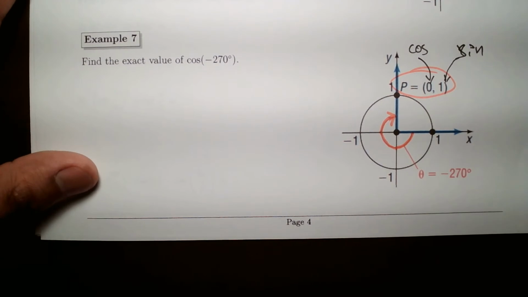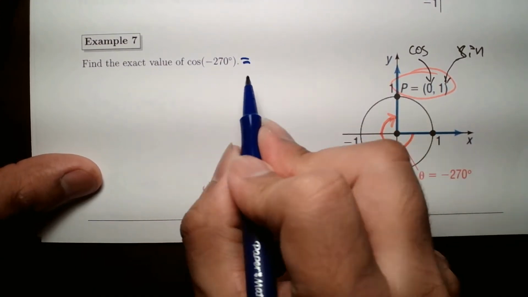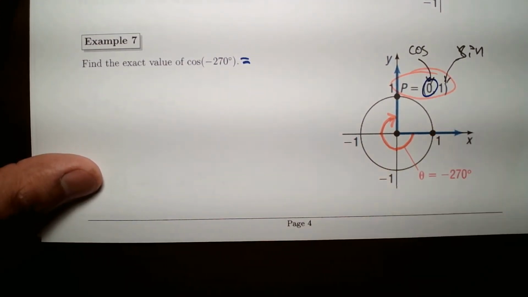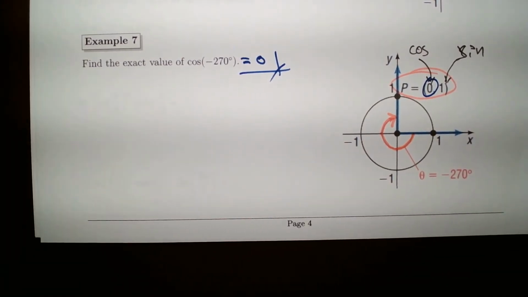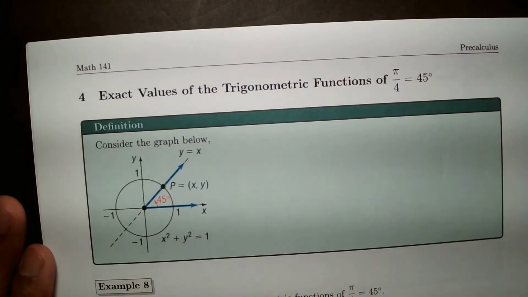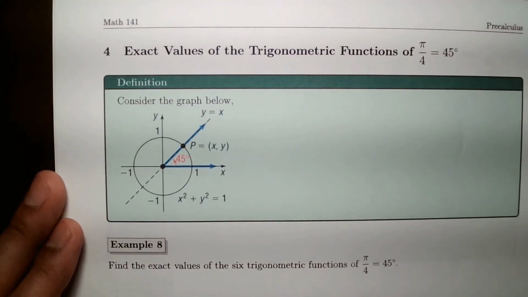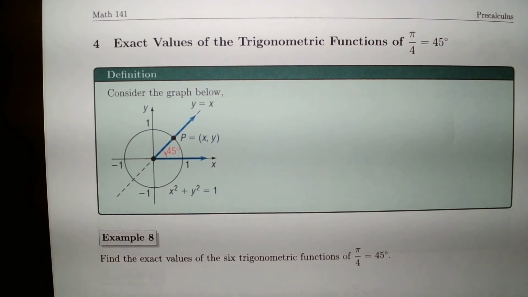All right. What are they asking us for? Well, to find the cosine of negative 270 degrees. Well, what do we have? 0 as well. All right. Okay, so that covers finding the trigonometric functions of quadrantal angles, which is again 0, 90, 180, and 270 degrees.